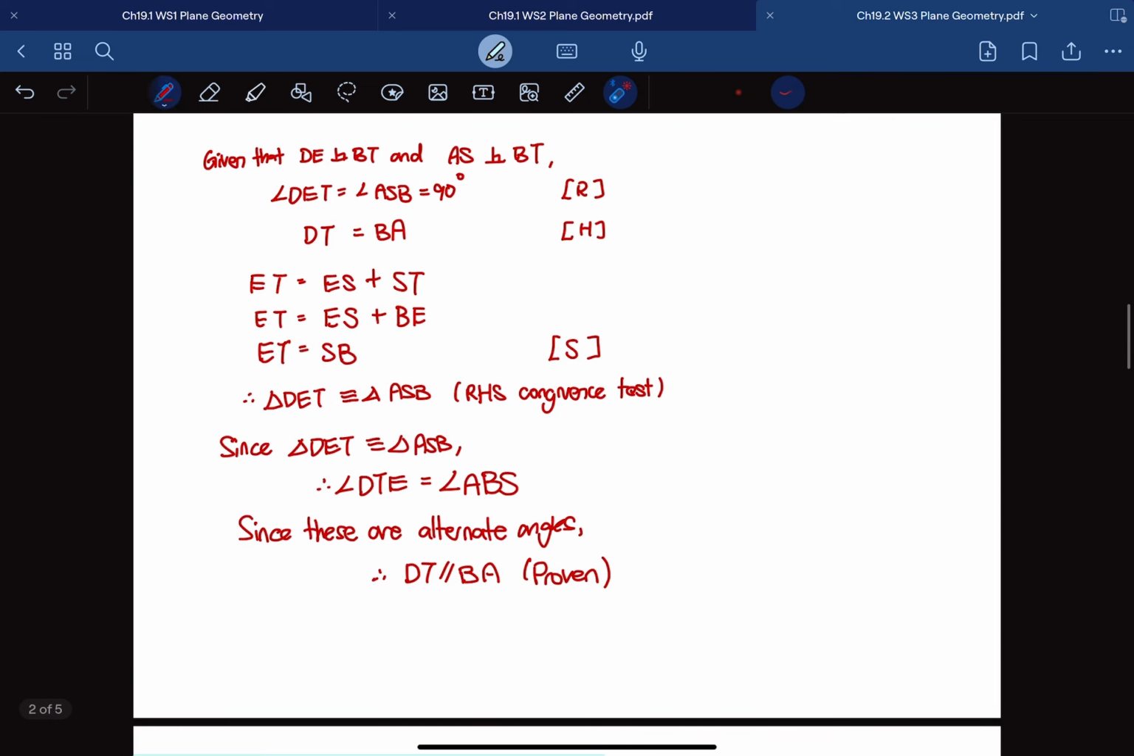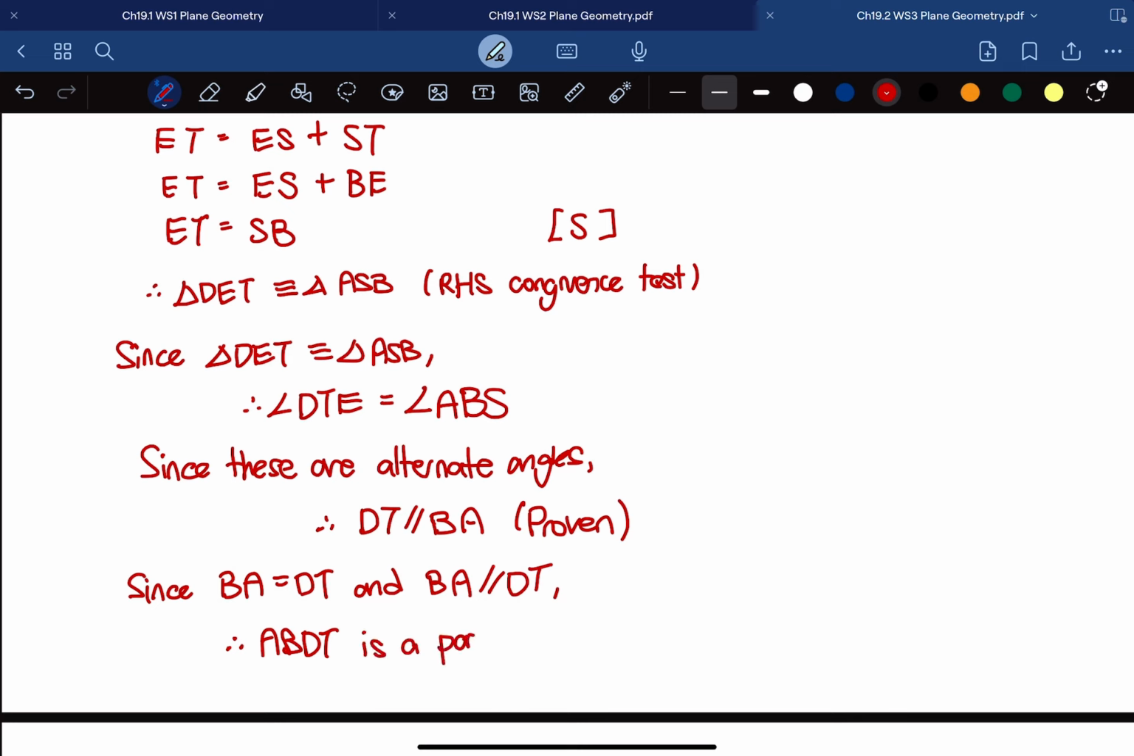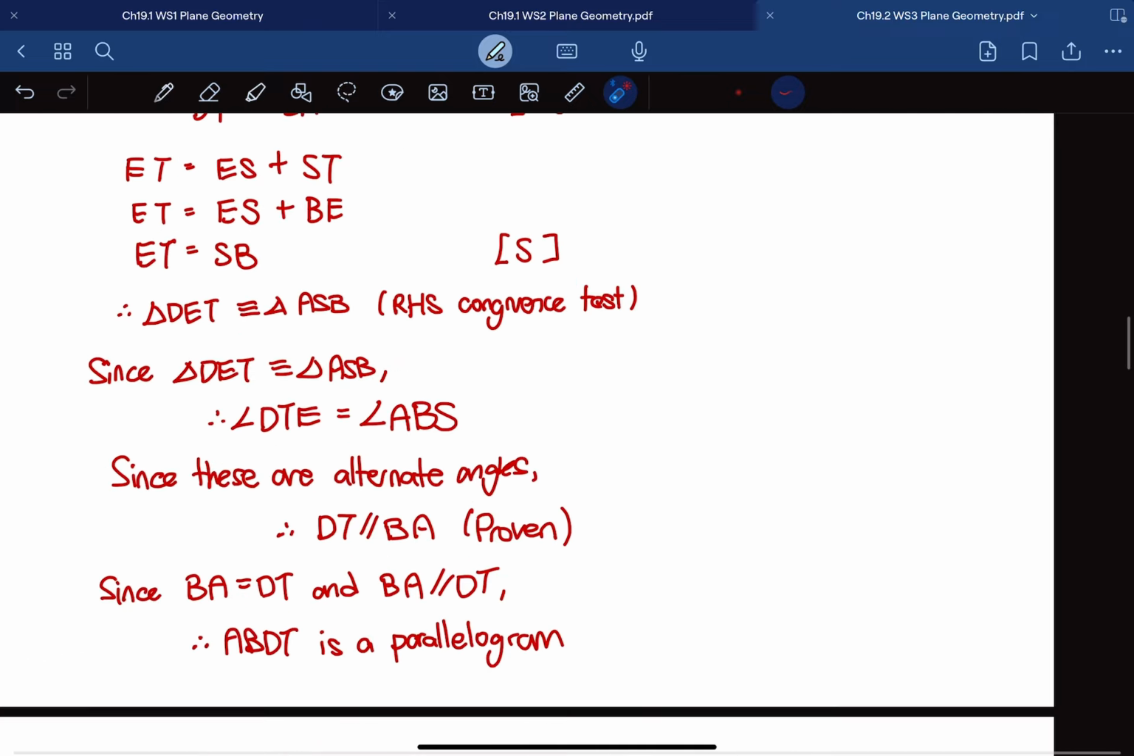So since I've concluded, and given by the question, that BA is equal to DT and BA is parallel to DT, therefore ABDT is a parallelogram. Okay, because to show that something is a parallelogram, I simply need to show that I have one pair of parallel sides, and these parallel sides are the same length. So this is shown.